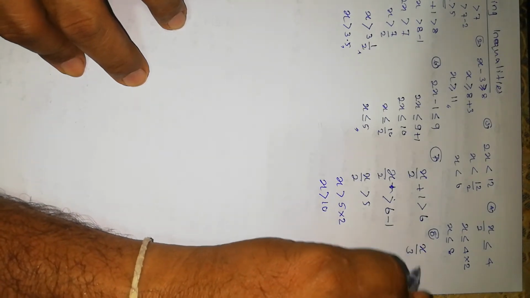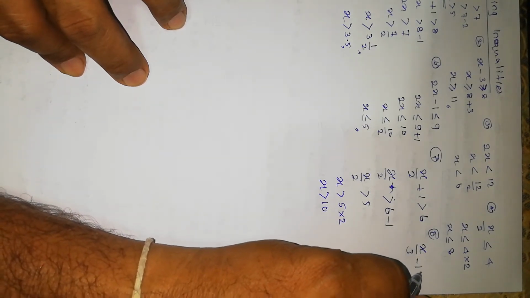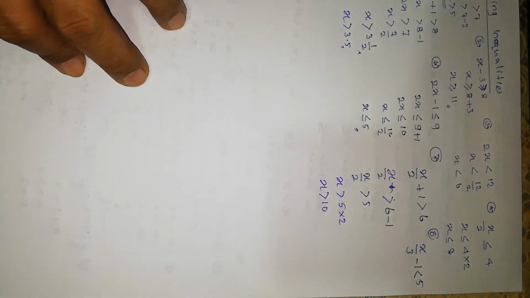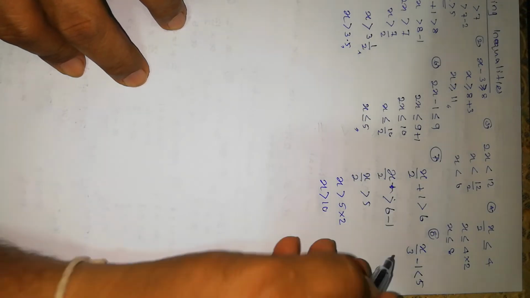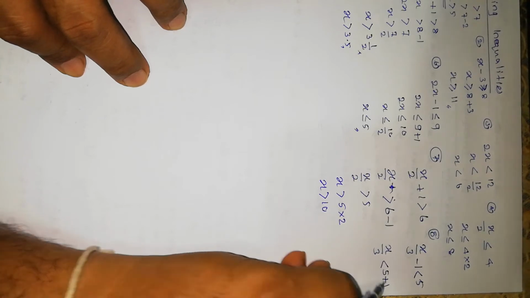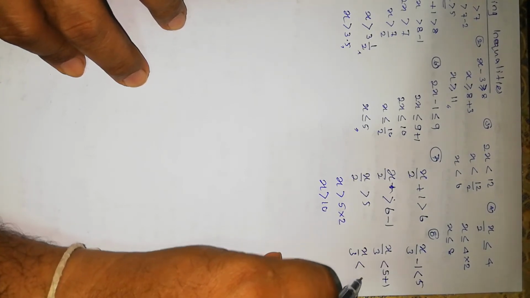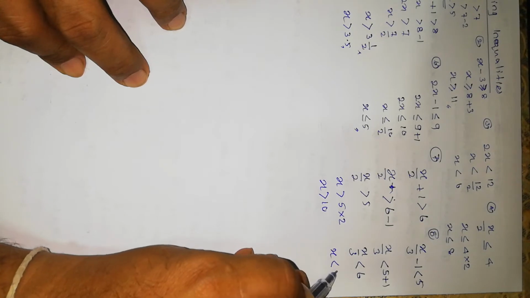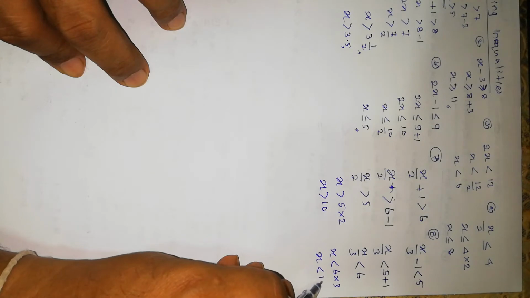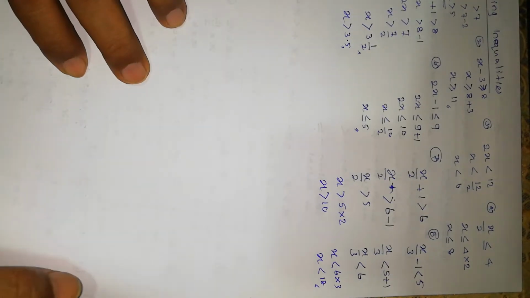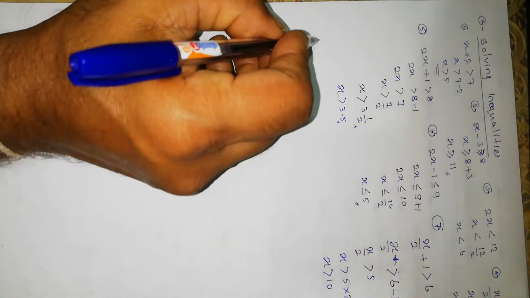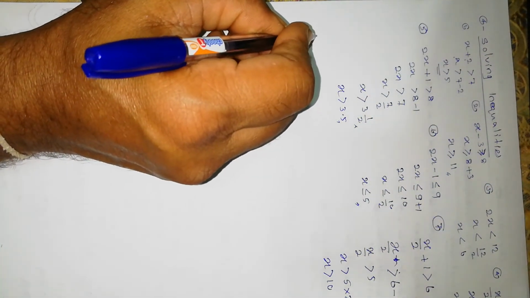X over 3 minus 1 is less than 5. Then x over 3 is less than 5 plus 1. X over 3 is less than 6. Then x is less than 6 times 3. X is less than 18. This is how, children, we solve inequalities. Are they clear? Let's do a few more examples.